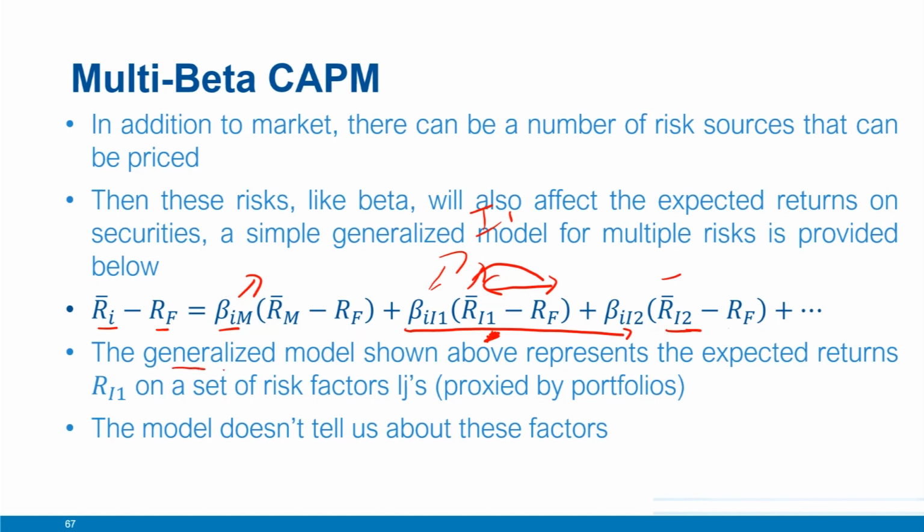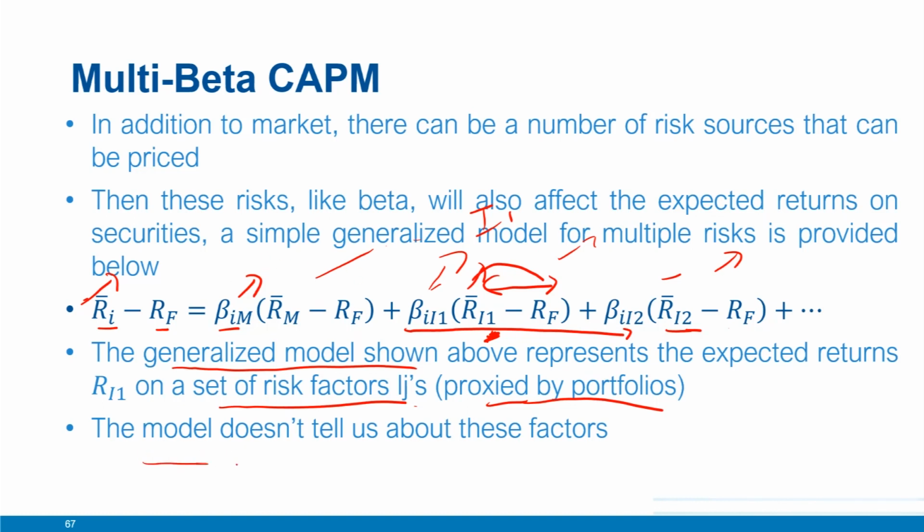So this generalized model that we saw here represents the expected return R_i on a set of risk factors, proxied by the portfolios that can be employed to hedge them, like the ones we discussed, such as inflation risk or default risk. It provides the expected return given all these systematic influences. It incorporates the influence of these different factors in addition to the market.